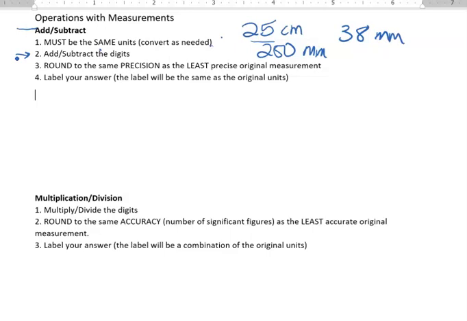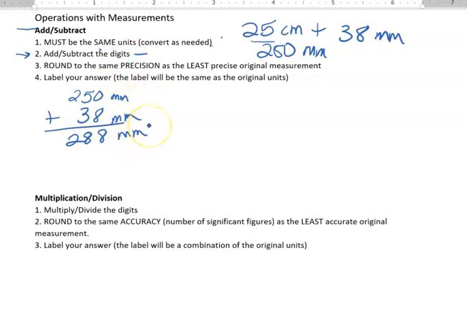So let's say we were going to add 25 centimeters to 38 millimeters. I'm going to change them into millimeters since I already did that here. So to get from centimeters to millimeters, I need to move my decimal one spot to the right, so that ends up being 250 millimeters. So I would take my 250 millimeters, add it to my 38 millimeters, and I'm going to add the digits just like you would normally add them. Okay, so I would have 288 millimeters.